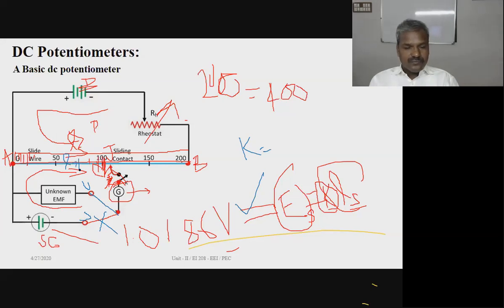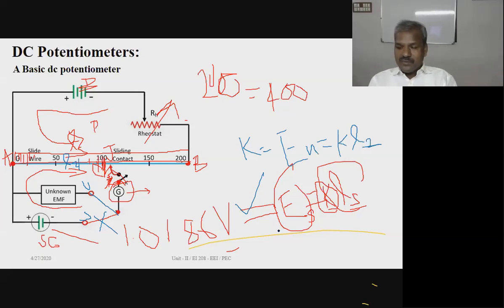L2, until you get zero deflection in the galvanometer. Now, what is the EMF here? The unknown EMF is nothing but the drop across A and L2. So E unknown equals K times L2. What is the unknown EMF?